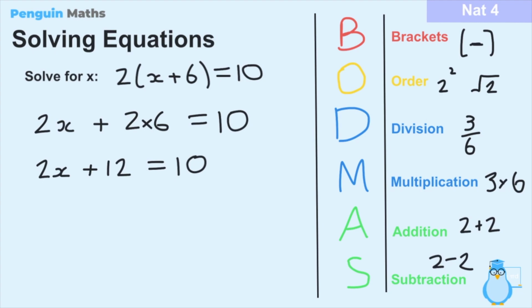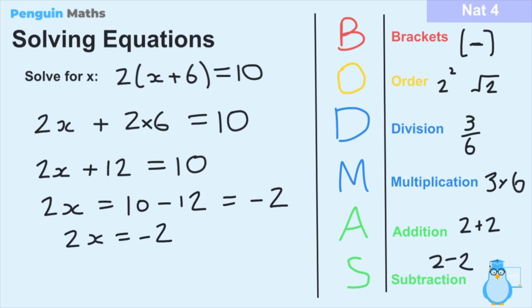Then what we want to do is have all the numbers on the right hand side and the letter by itself on the left. So we want to bring this 12 over to the other side, and if it's plus on the left hand side, it becomes minus on the right hand side, and we know that 10 minus 12 is minus 2.